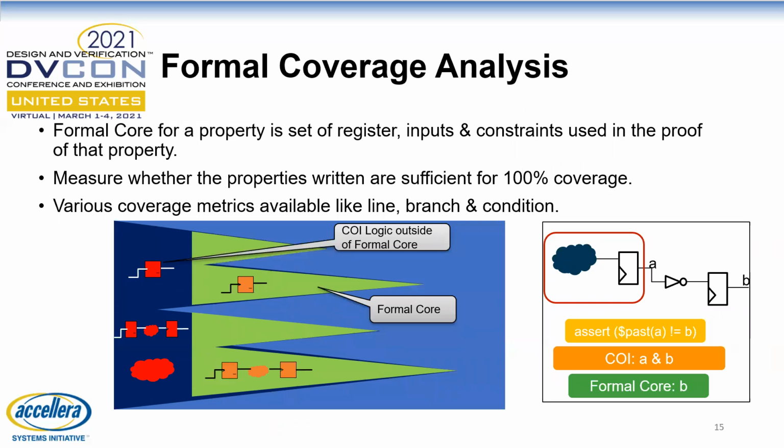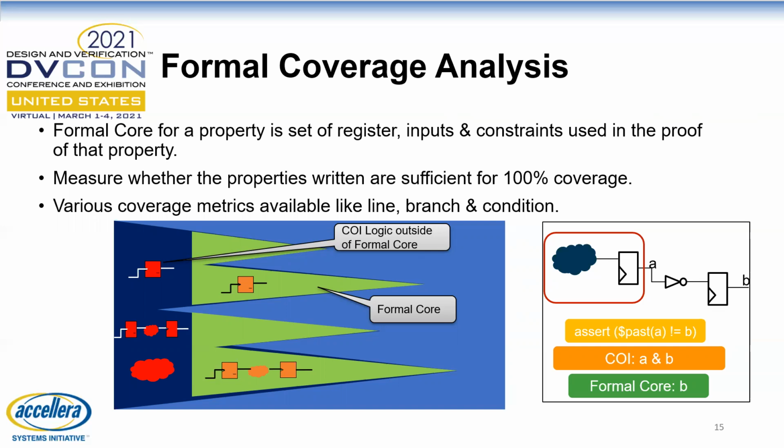Moving on, formal coverage analysis is the next step, or generally we call it formal core coverage analysis. What it does is bifurcate the cone of influence, or the COI, into two parts. The first is the logic which is actually used in proving the property, which we refer to as the formal core. The second is logic which may be part of the COI, but is not actually required in proving the formal assertion. As you can see in this example, assert $past(A) != B. In this case, the COI will contain both A and B, but the formal core will just contain B.